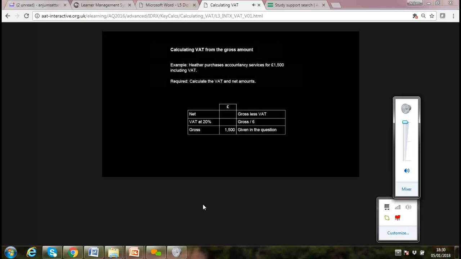So now we have a price including VAT, but we don't know how much VAT we paid within it. Normally we use the words inclusive VAT and exclusive VAT.